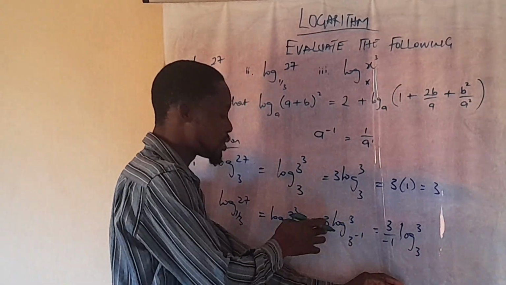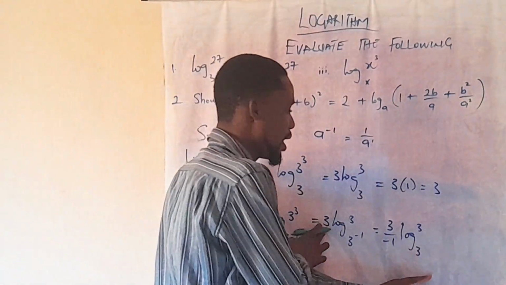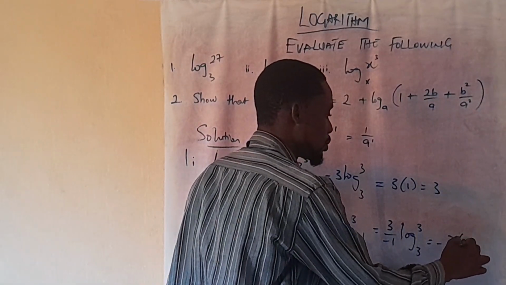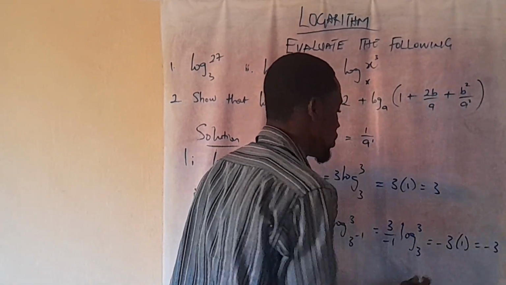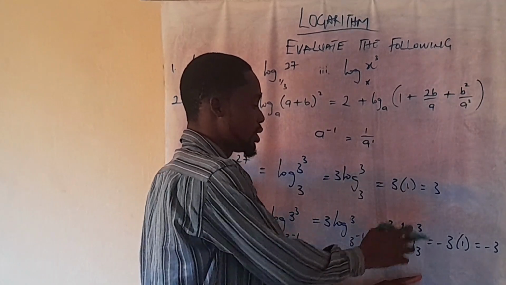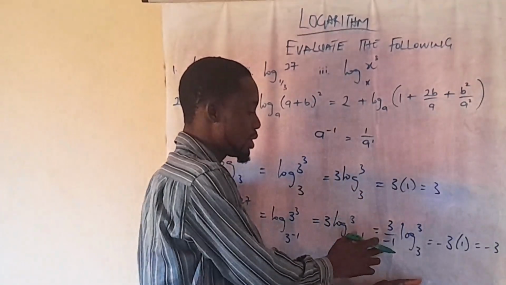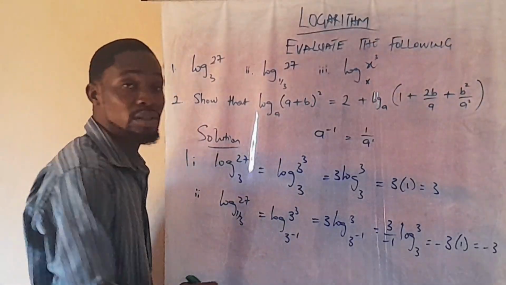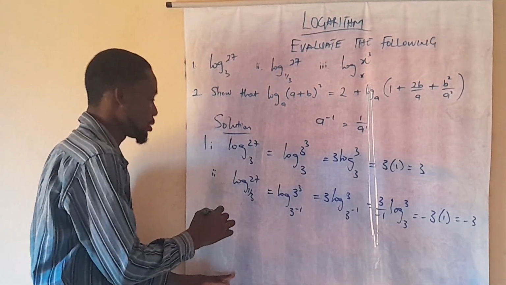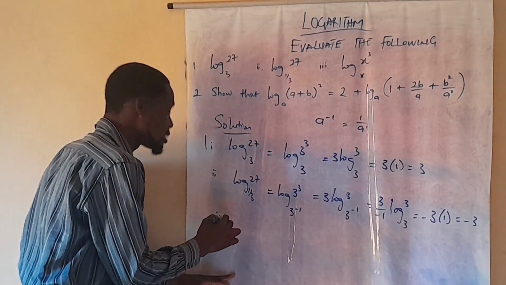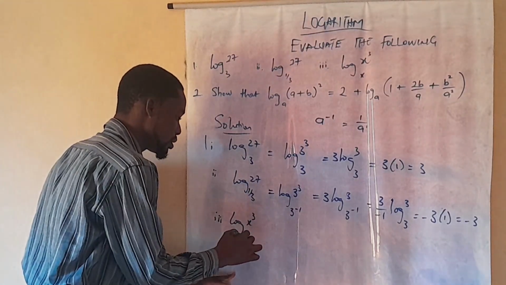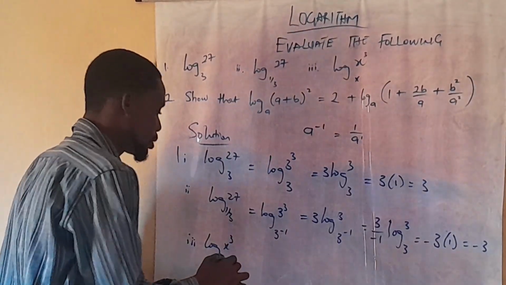This comes to the back as division. So finally, I have this as minus 3 times 1, which is minus 3. Why? Because log 3 base 3 is 1. This divided by this is minus 3. Multiplied, I get my answer as minus 3.